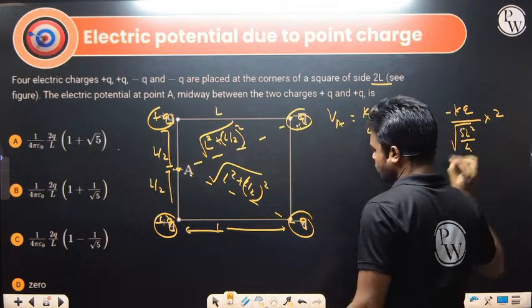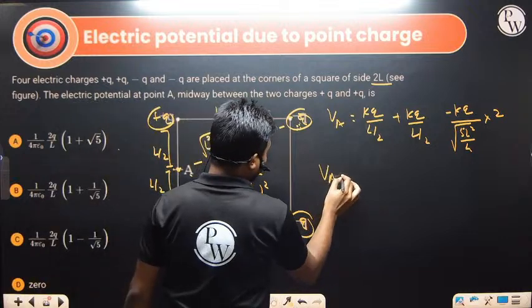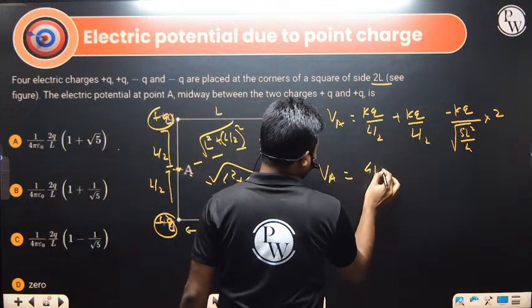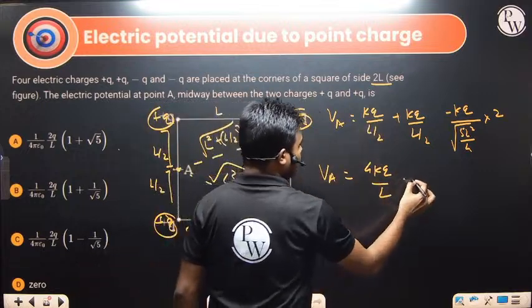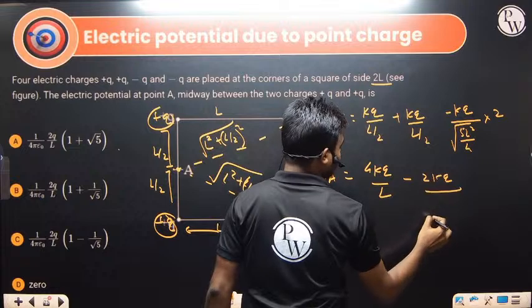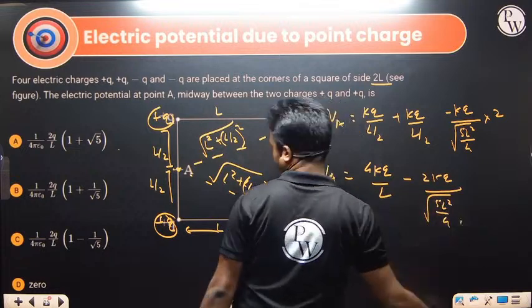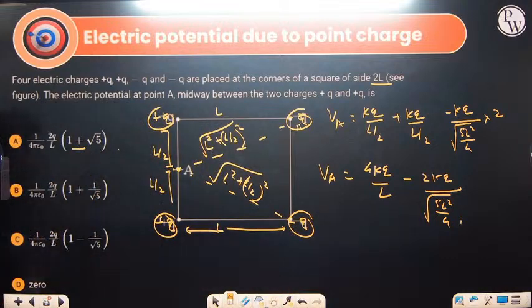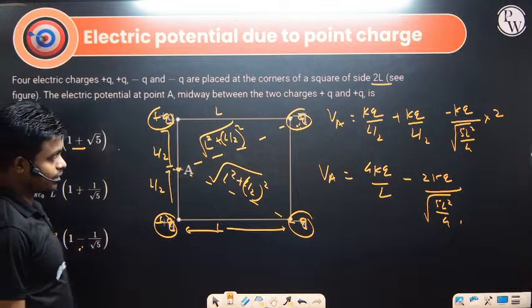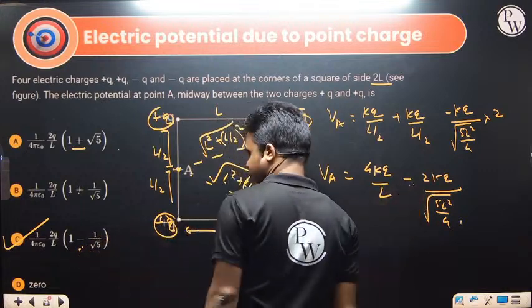Multiply by 2, because this is also the same thing. So I am getting 4kq by L minus 2kq divided by under root 5L square by 4. So you can check, this one is plus 5, this one is also plus 5, only this answer is having minus 1. Clear? So we can solve it because this one is minus, this also we are getting minus.